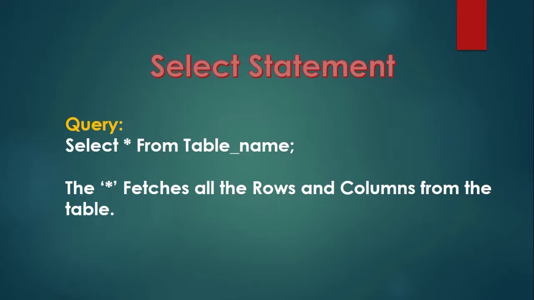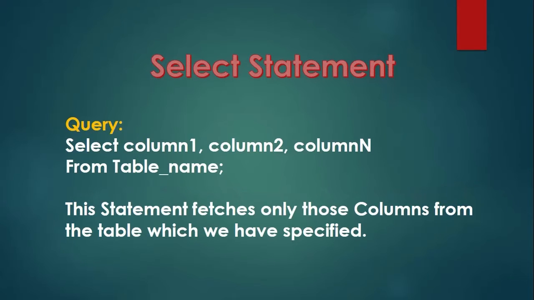Mostly we would not want to fetch the whole table. Rather, we would pull out only that data which is specific to our requirements. We can reduce the irrelevant data by reducing the number of columns. So how do we do that? We can mention the name of only those columns which we want, separated by commas. And this statement will fetch only those columns from the table which we have specified. Let us see how we can do that.